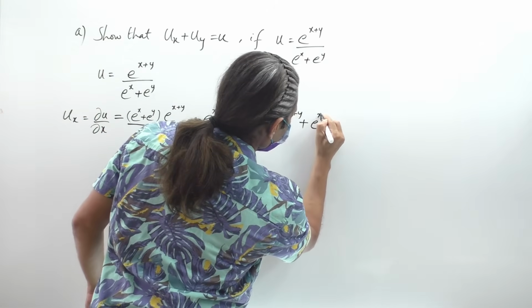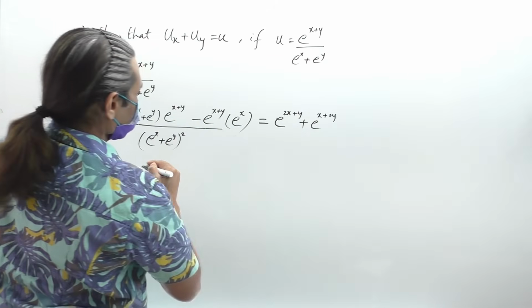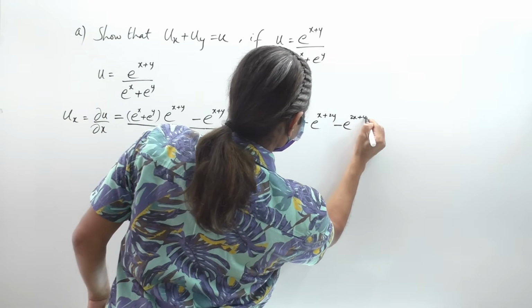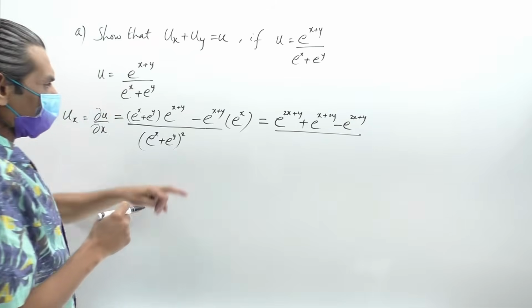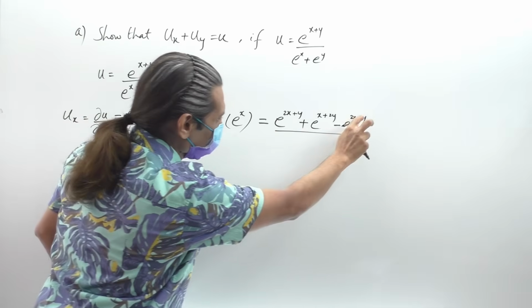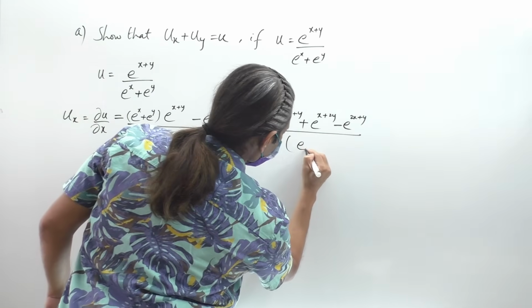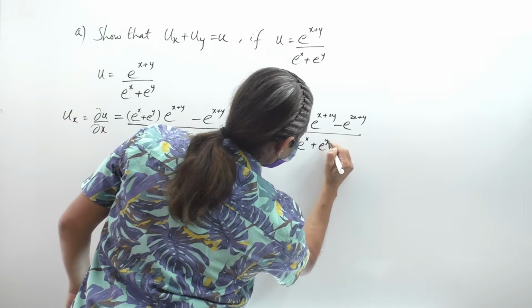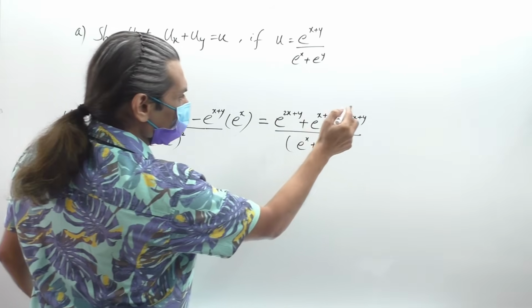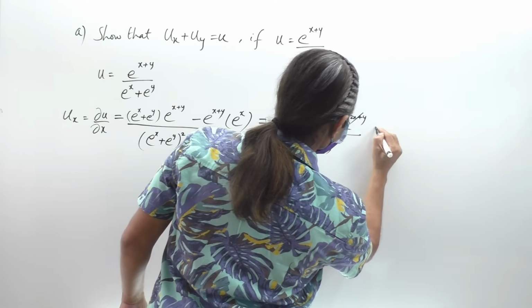So e raised to x plus y with e raised to y is e raised to x plus 2y, and this again e raised to 2x plus y, whole divided by e raised to x plus e raised to y the whole square. Am I right? So e raised to x plus y into e raised to x will be e raised to x plus y plus x. And here, if you see, this cancels. What remains?